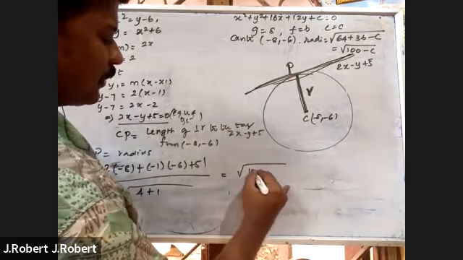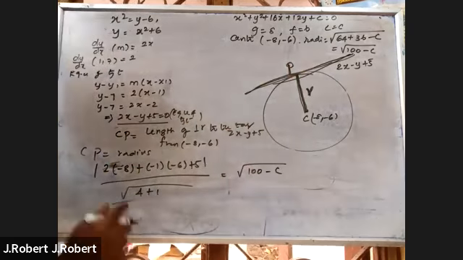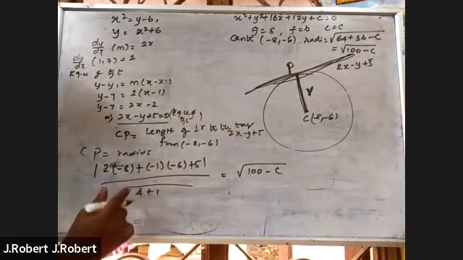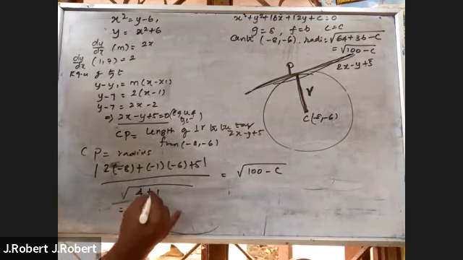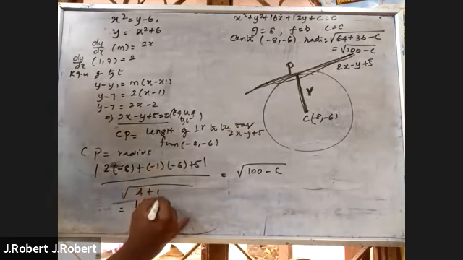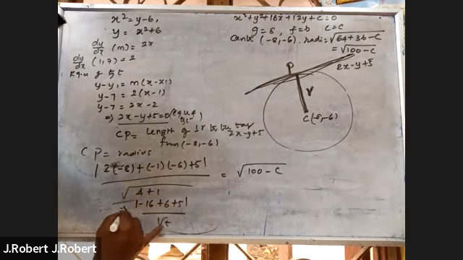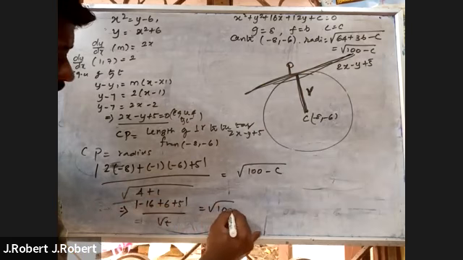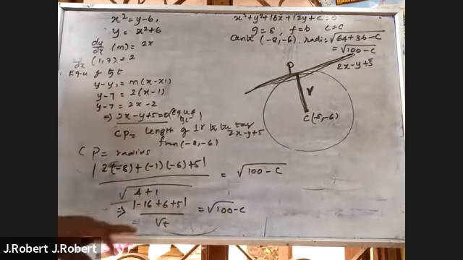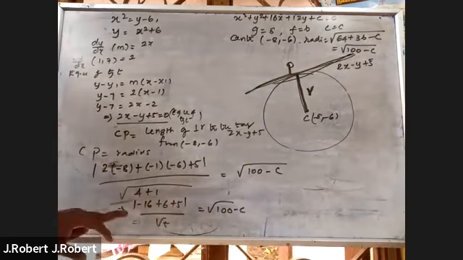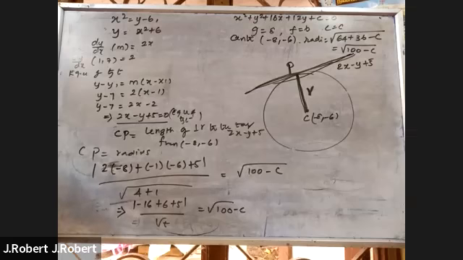Radius is the square root of 100 minus c. Now you simplify: -16 plus 6 plus 5 divided by square root of 5, which is equal to root of 100 minus c. If you simplify 6 plus 5, that is 11. 11 minus 16, which is equal to -5.